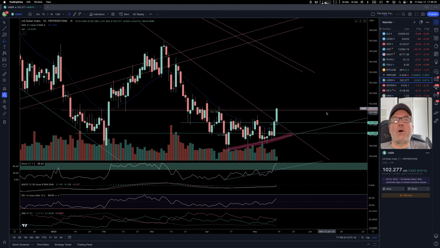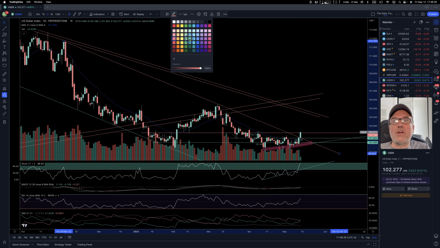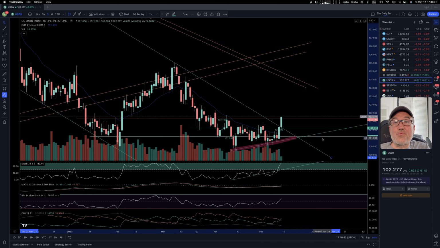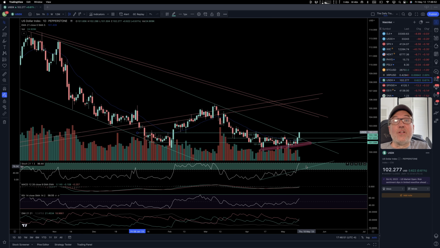And US dollar, wow, look at the US dollar. We just broke our first downward channel right here. Our first downward channel right here, that's pretty strong. And we also broke 102.196, so very strong dollar. Look at stochastic, it jumped to 99. So this one has power now.